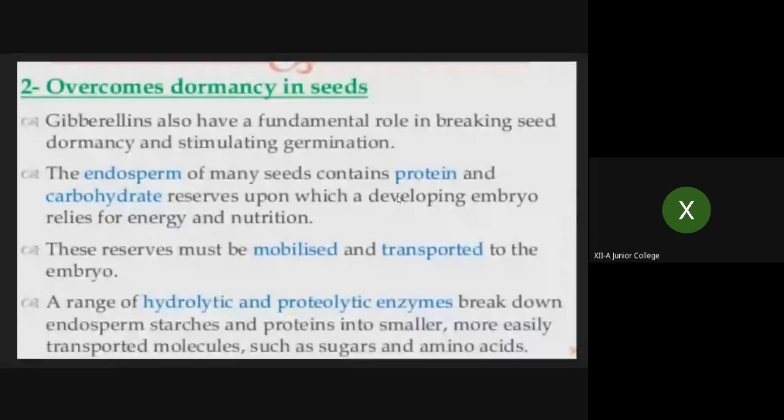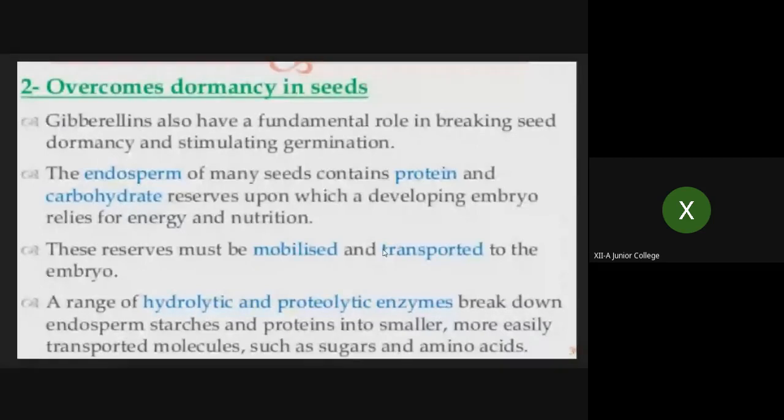Hydrolytic and proteolytic enzymes break down endosperm starch and proteins into smaller and more easily transported molecules like sugars and amino acids. When they are present in the form of such starch and proteins, they are considered to be macromolecules. They are not easily made available for growth. But when these are broken into smaller ones, like sugars and amino acids, these are the smaller molecules, easy for transportation.